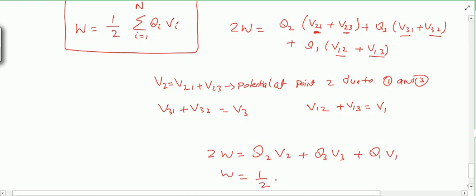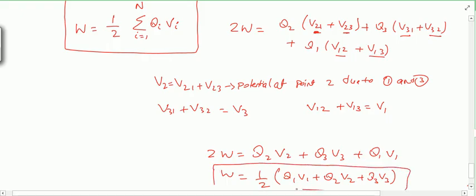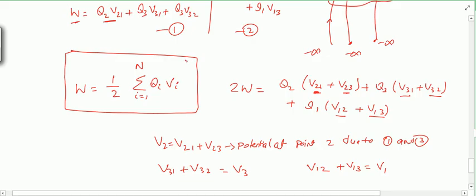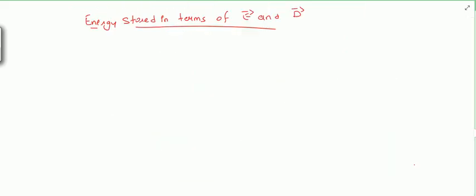So you can see, I can write it as half of Q1 V1 plus Q2 V2 plus Q3 V3. That's what the expression says, which I have told you that you just need to memorize and follow this equation. Here work done will be half of the summation of Qi Vi. Understood?